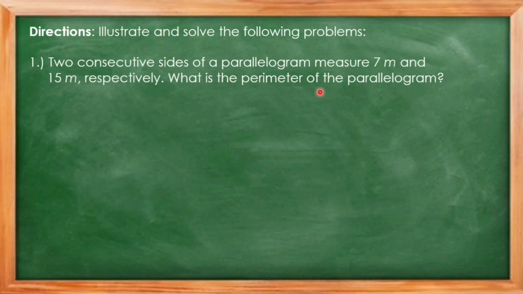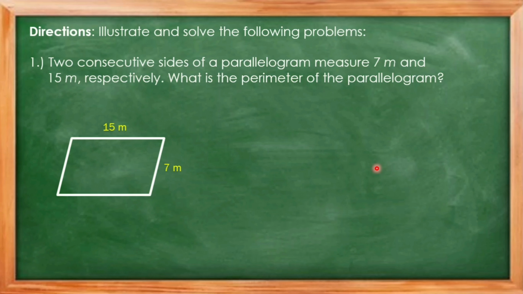Two consecutive sides of a parallelogram measure 7 meters and 15 meters respectively. What is the perimeter of the parallelogram? Okay, so first, let's draw a parallelogram. Okay, so dito sa problem, when we say two consecutive sides, ibig sabihin magkasunod na sides. So, pwedeng itong side na to, tsaka ito, o kaya itong side, tsaka dito, alin man dyan, basta magkasunod na side. Okay, so ang measure ng shorter side, so obviously, dahil ang given measure lang naman dito ay 7 meters at saka 15 meters, obviously, yung 7, ito yung sa shorter side ng parallelogram at yung longer side naman ay yung 15 meters.